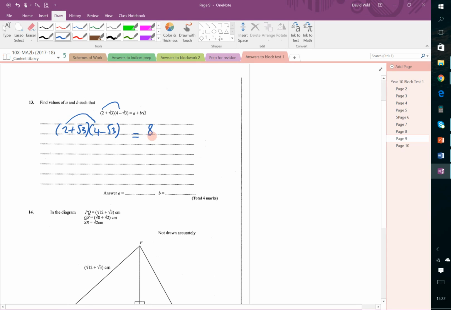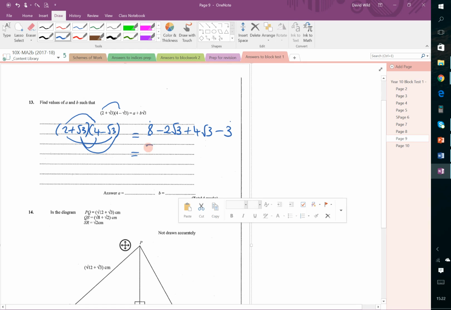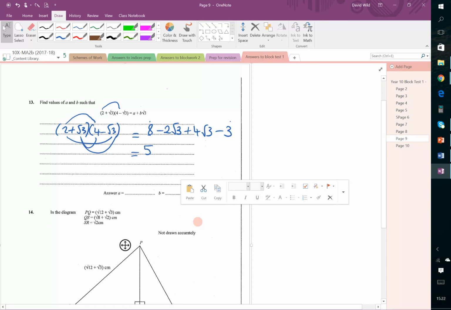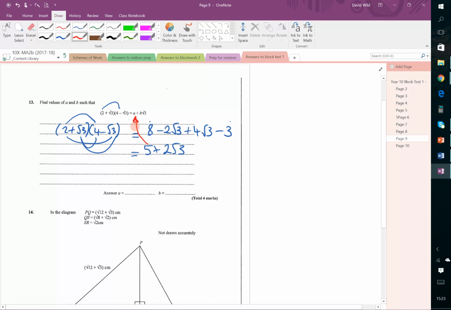2 4s are 8. 2 times minus root 3 is minus 2 lots of root 3. Root 3 times 4 is 4 lots of root 3. And root 3 times minus root 3 is minus 3. 8 minus 3 is 5. And 4 root 3 minus 2 root 3 is 2 root 3. So that's your answer there. Now we need to compare our 5 with our A, so our A is 5, and our B with 2, so our B is 2.